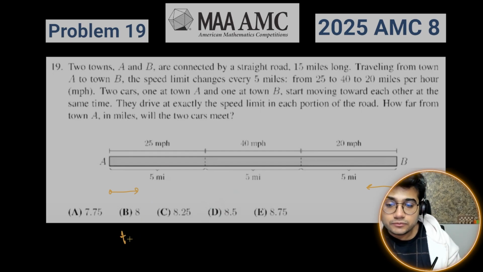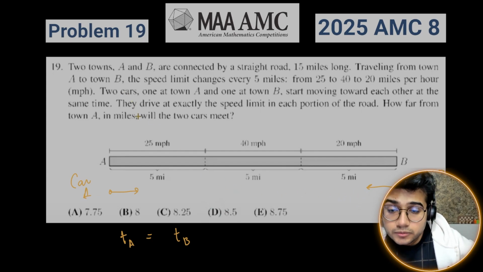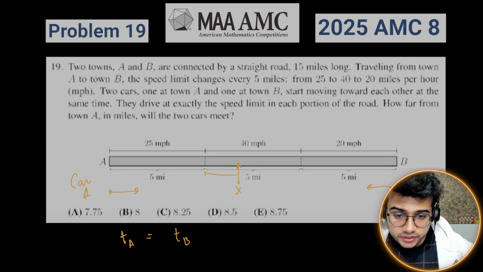So that means the amount of time car A travels must be equal to the amount of time car B travels. Okay, this is car B, this is car A. So let's actually find the expressions for the time that they travel. Let's say they meet somewhere here in the middle, which is x miles from this point right here. And then car B travels, and this distance right here will be 5 minus x.